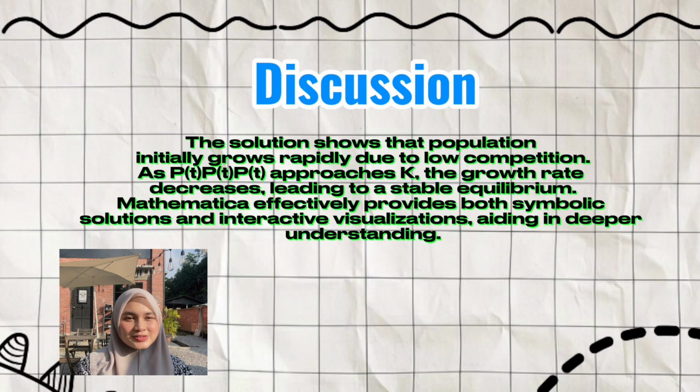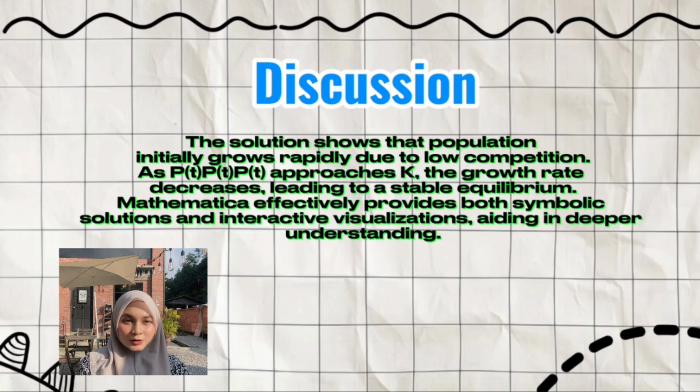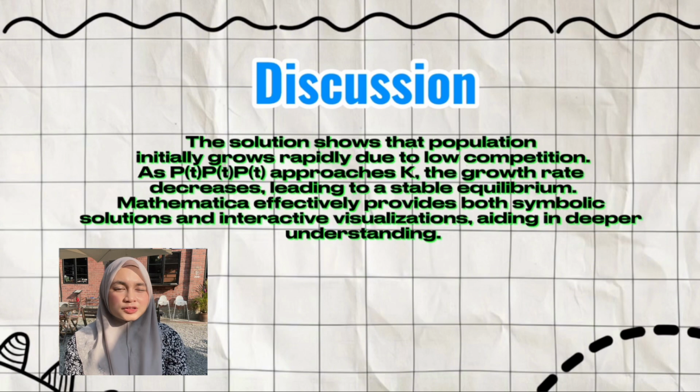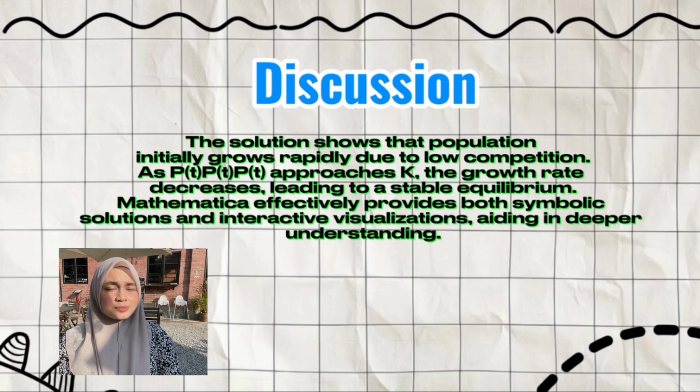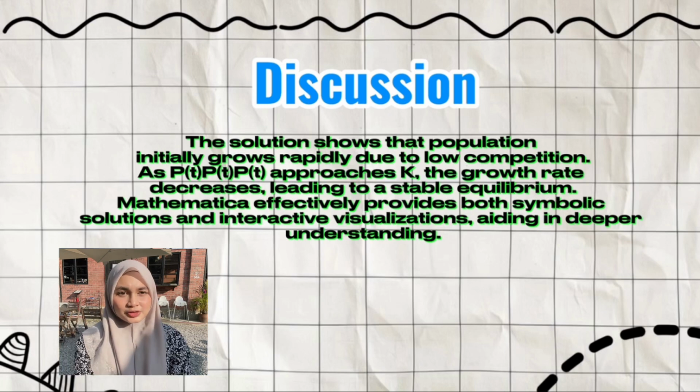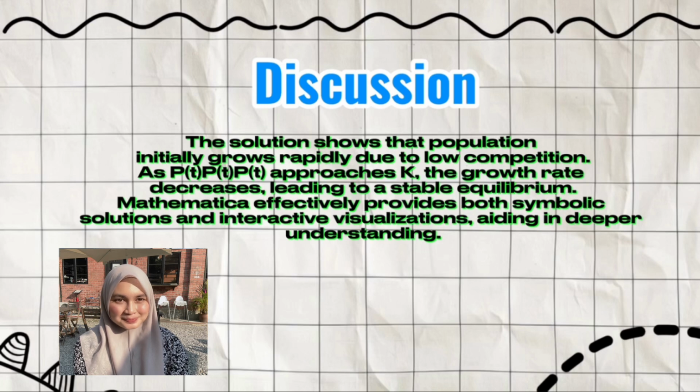Okay, let's proceed to the discussion. This solution reflects what happens in nature. When the population is small, growth is fast due to less competition. As the population increases, resources become limited and growth slows down. Eventually, the population reaches a stable equilibrium.